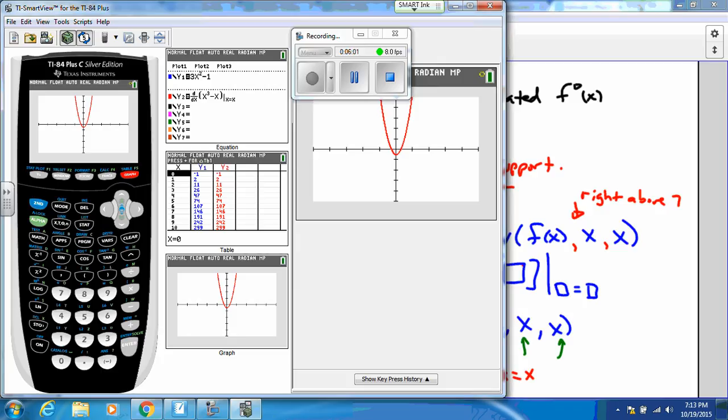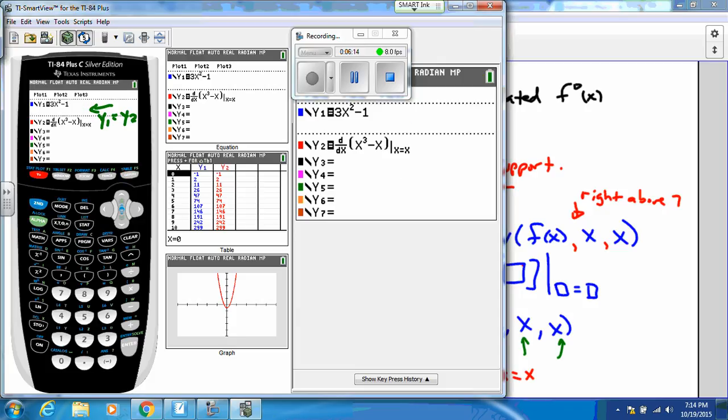And you'll notice that the graph of y2 and y1 are an exact match. The one graph lies on top of the other. So that means that y1 is equal to y2 at all points x, as near as we can tell. And I have strong evidence that these two are the same function.